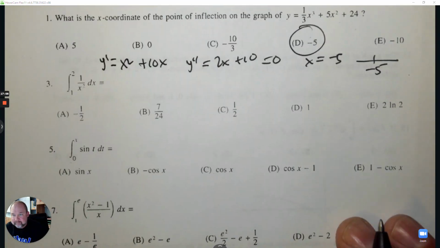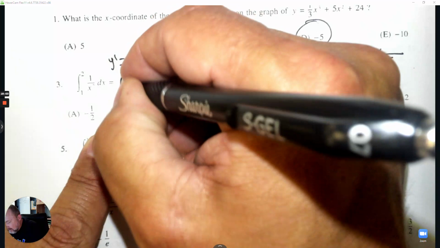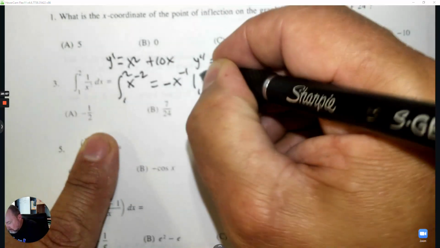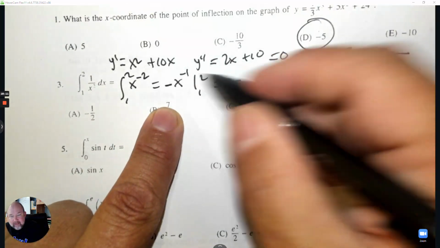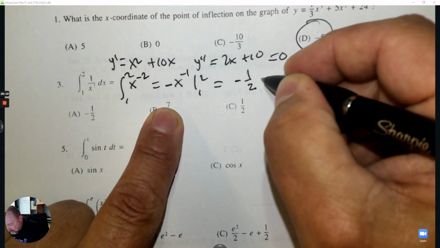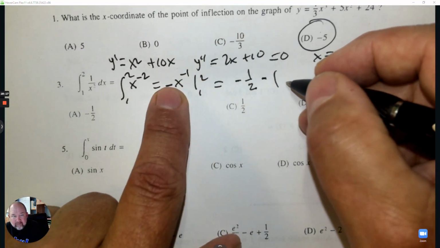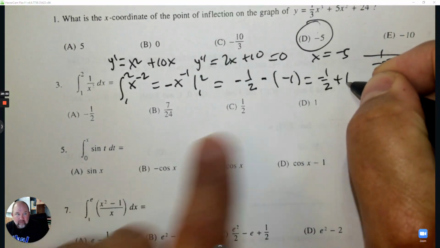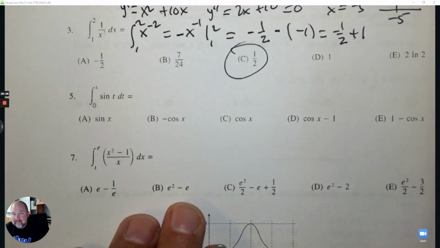Number 3, write it calculus friendly. And then when I integrate it, I'm going to add 1 to the exponent and divide, from 1 to 2. I'm going to plug in 2 first. 2 to the negative 1 means 1/2. Subtract. Now I'm going to plug in 1. 1 to any exponent is 1, but it's negative. So I end up with negative 1/2 plus 1. So put it together, and what do you got? There it is, 1/2.